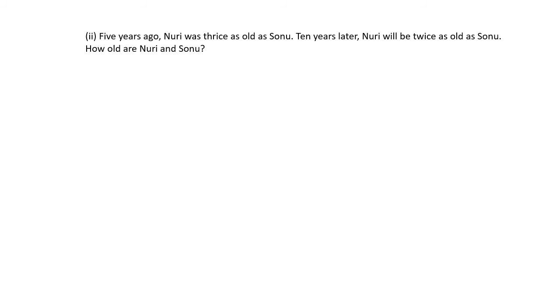Here it is given that 5 years ago Noori was thrice as old as Sonu, and 10 years later Noori will be twice as old as Sonu. How old are Noori and Sonu? So let us first make the box for them. We have Noori here and we have Sonu.